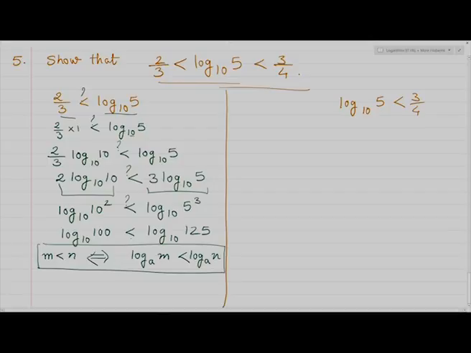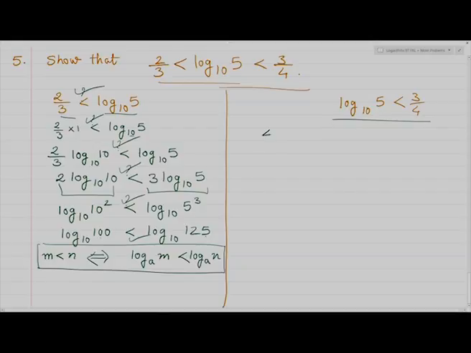So, I can use this property and say that this relation is true, because 100 is less than 125. Therefore, log of 100 better be smaller than log of 125, and therefore, this is true, therefore, this is also true. So, we have proved 2 by 3 is less than log to the base 10 of 5. Similar thing I will do for handling this issue.